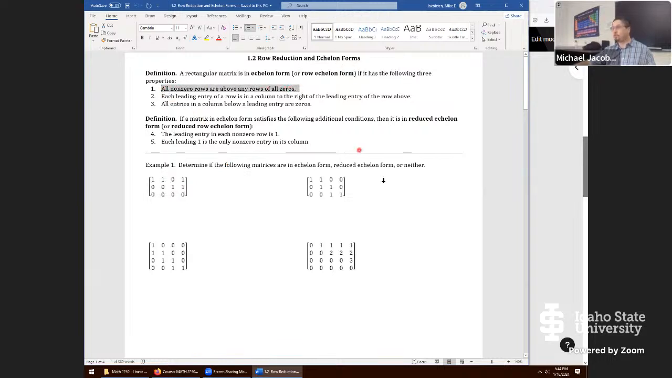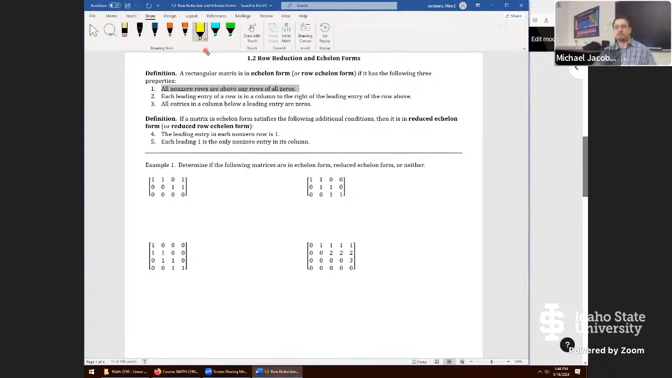So first property for echelon form is all non-zero rows are above any row of all zeros. So for example, let's take a look at what they're saying. A row of all zeros would be this one right here. The non-zero rows are these. And for echelon form, there's just a requirement that the non-zero ones are above the zero row. So we have part one satisfied for our initial example right here. Does that make sense, folks, on that first part?